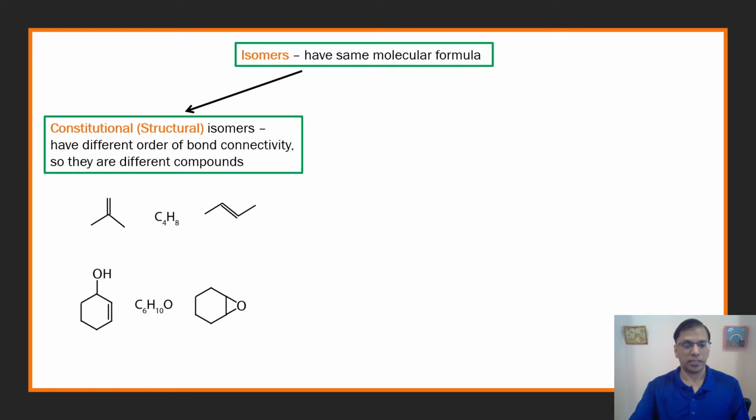Let's look at another example. In this case, the molecular formula is C6H10O, and this molecule right here, an alcohol, has the same molecular formula as the epoxide right here. So these two are considered to be constitutional isomers or structural isomers. They'll have different physical and chemical properties.